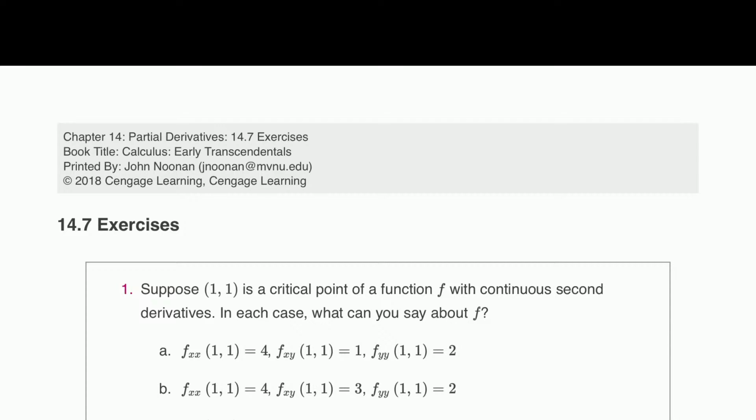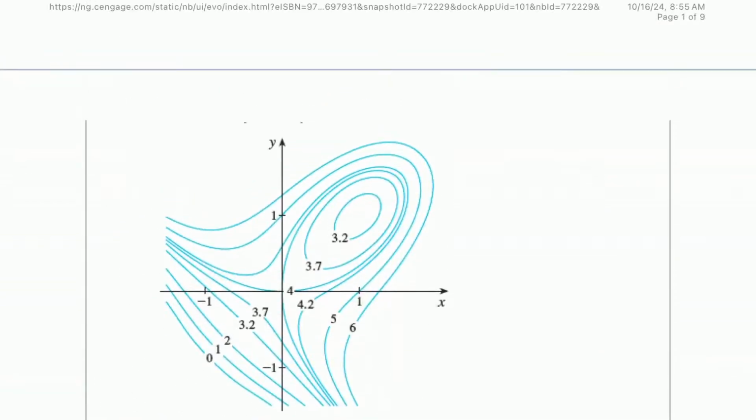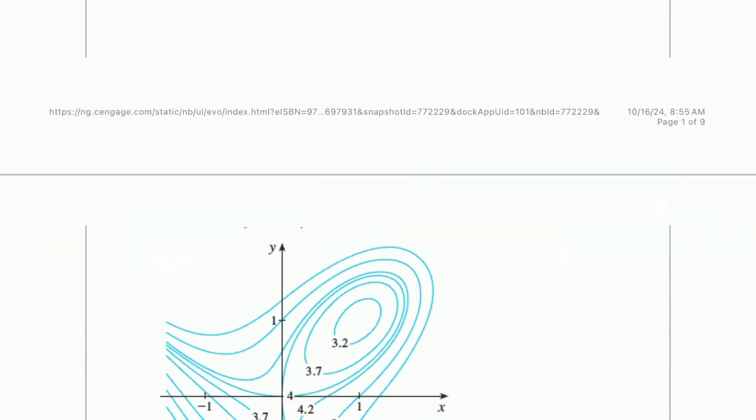Here's the second page. These are all finding critical points. And, oh, look, they even give you pictures. I love the pictures. So did you have any trouble with any of these doing the algebra?